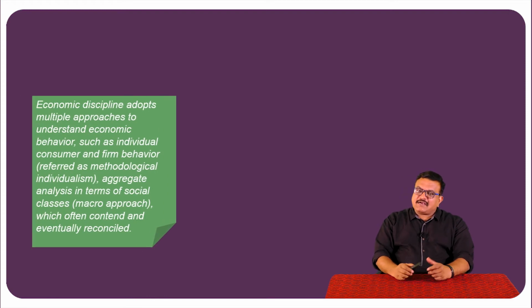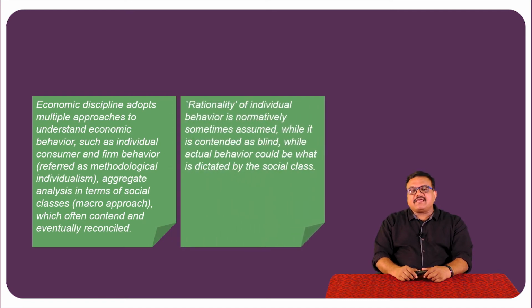The economic discipline adopts multiple approaches to understand economic behavior, such as individual consumer behavior or a firm's behavior, often referred to as methodological individualism, and aggregate analysis in terms of social classes, called the macro approach, which sometimes contends with and is eventually reconciled with the micro approach. Rationality of individual behavior is normatively sometimes assumed, while it is contended as blind, since actual behavior could be what is dictated by a social class and its location.